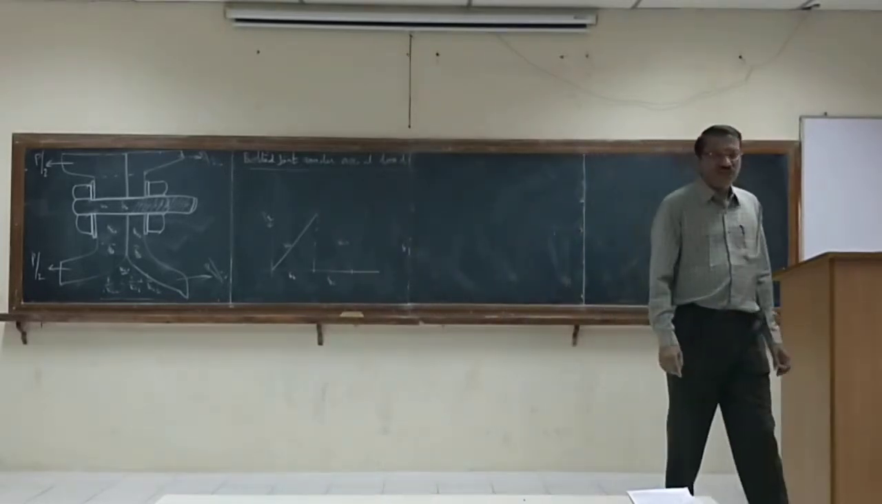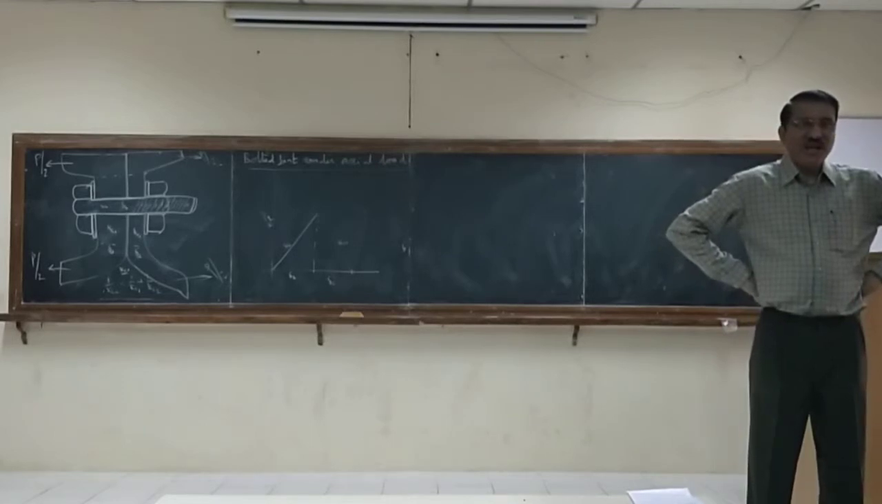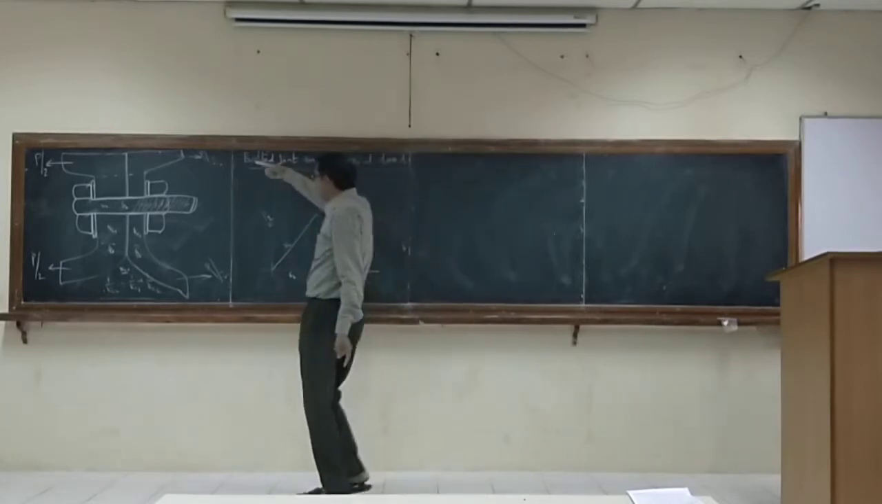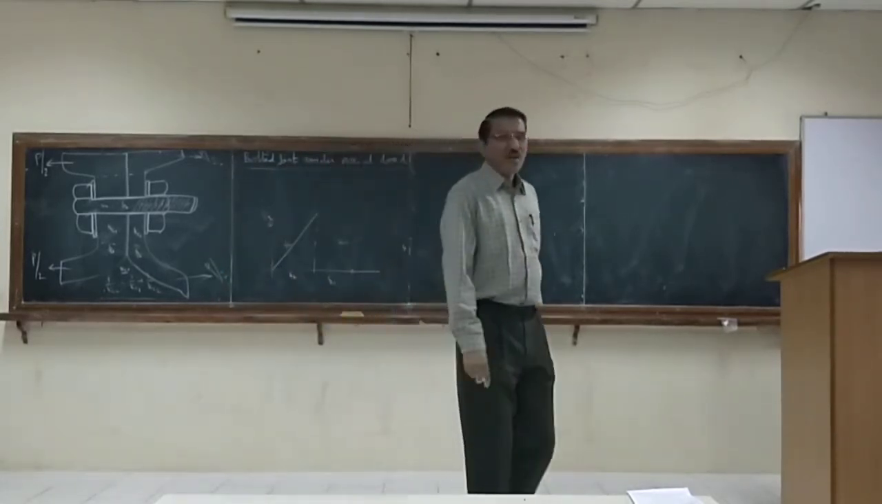We are just reviewing the basic concepts of design here. After preloading, we give additional load on the joint. P is the additional load on the joint. What happens because of this?